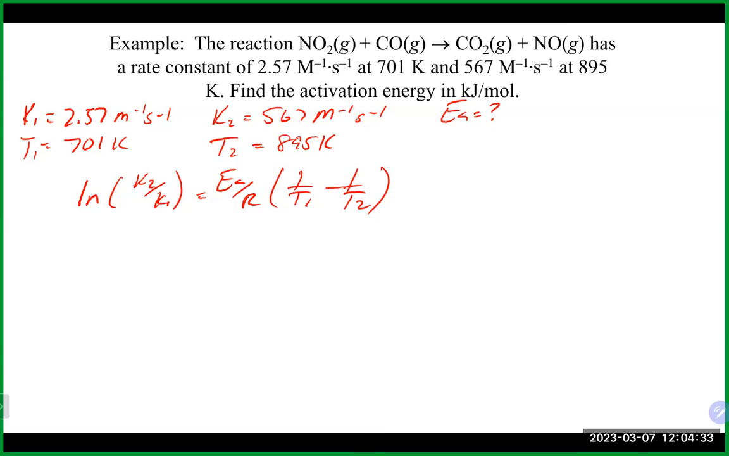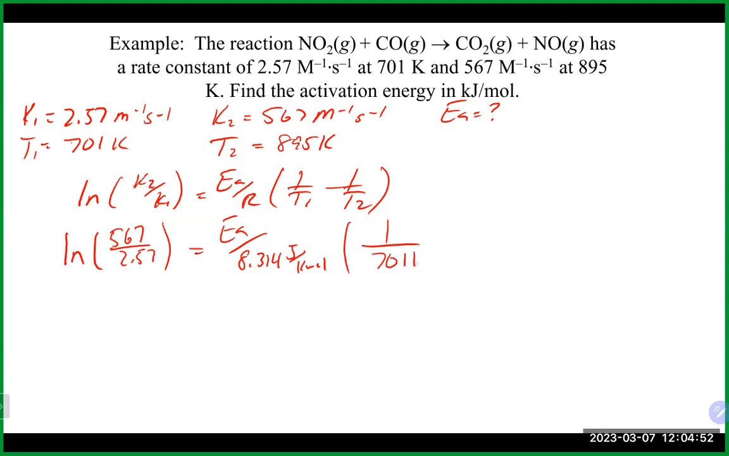At this point, we'll take the natural log of 567 divided by 2.57 equals E_A over 8.314 joules per Kelvin per mole, which is a constant, times 1 over our initial temperature of 701 minus 1 over 895 Kelvin here. Just a reminder, mathematically speaking, you want to divide first and then take the natural log, not the other way around. So we'll do 567 divided by 2.57.